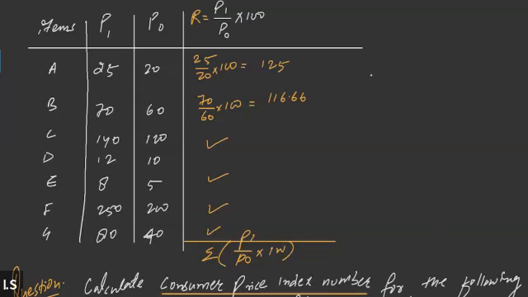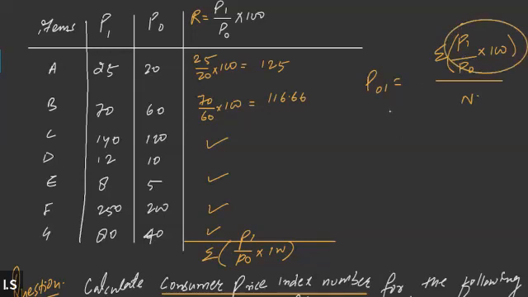But what about the simple aggregate method? Its formula is the same, right? No, the formula is different. See, the formula for the simple average of price relative method is sigma P1 by P0 into 100 divided by the number of items. So basically, you are saying that this section of the formula is the same as the average. Yeah.